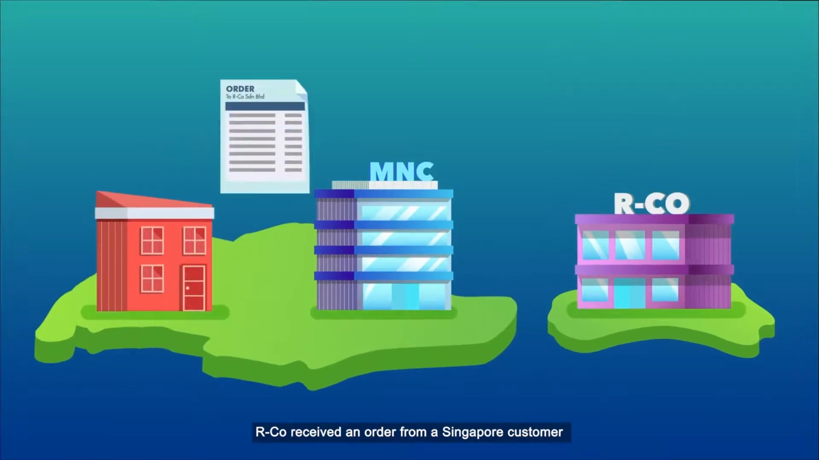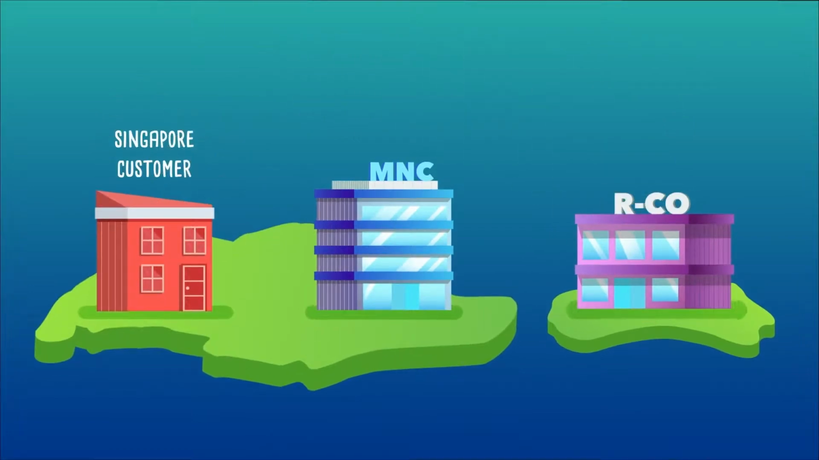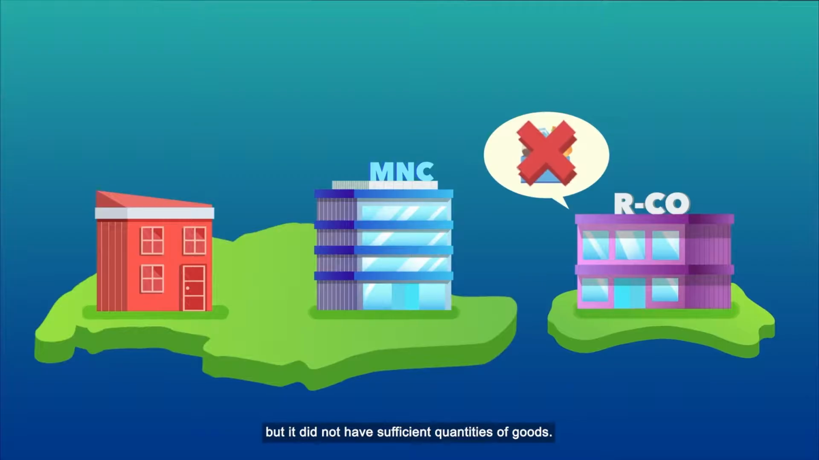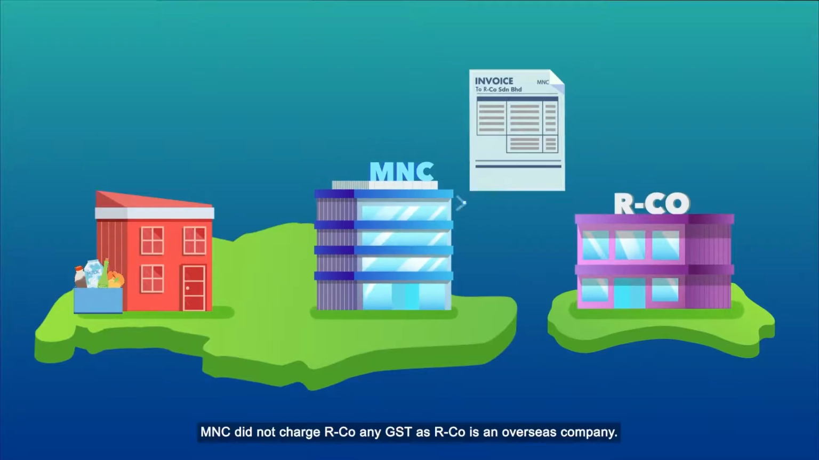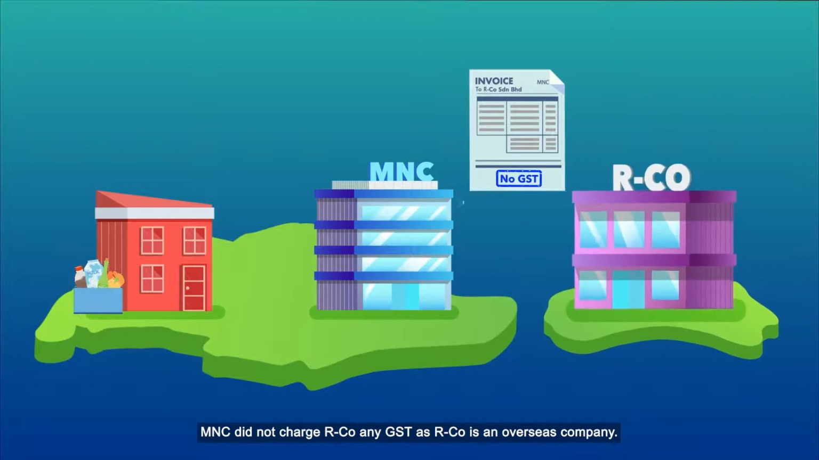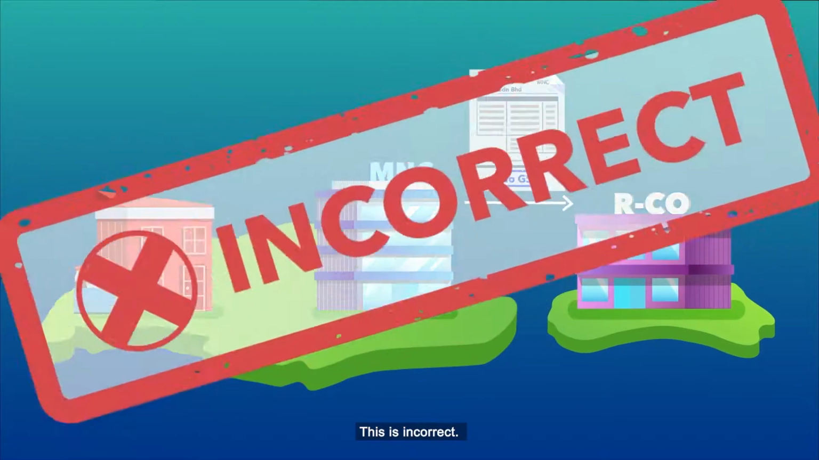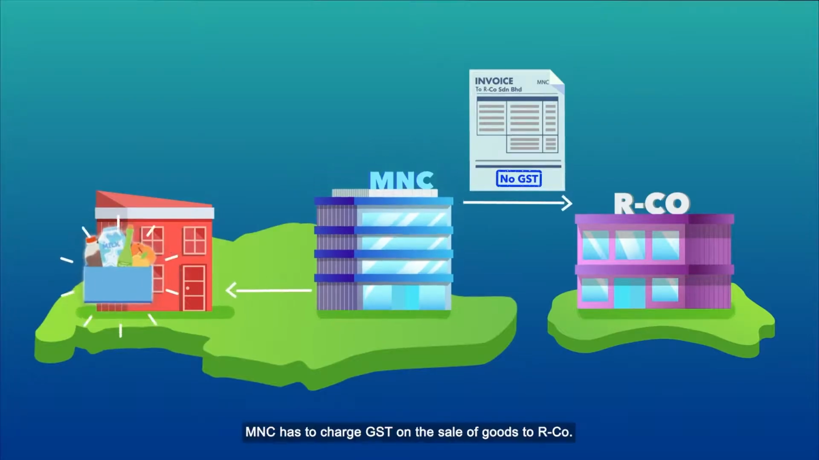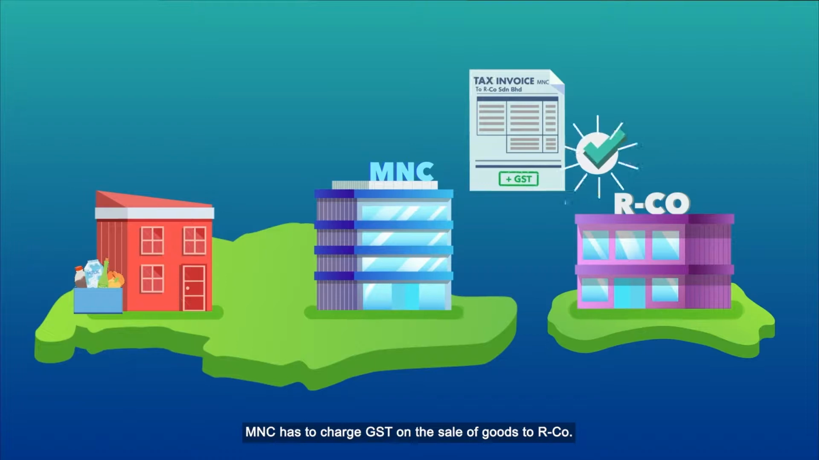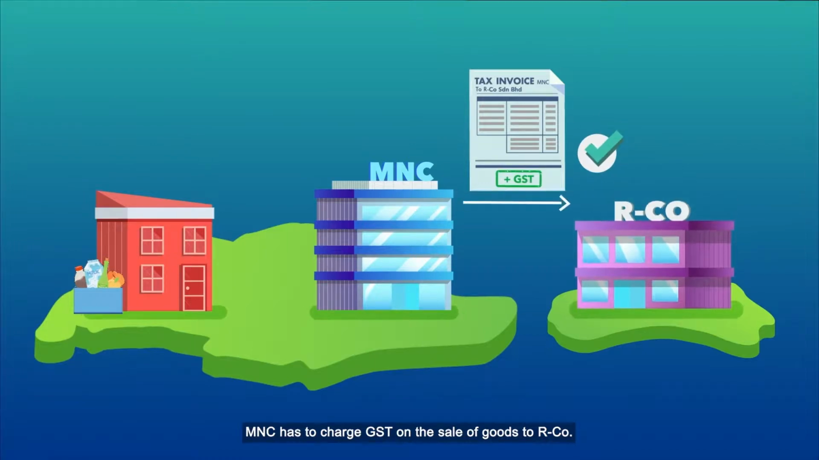Arco received an order from a Singapore customer, but it did not have sufficient quantities of goods. Hence, Arco asked MNC to deliver the goods to the customer in Singapore. MNC issued an invoice to Arco. MNC did not charge Arco any GST, as Arco is an overseas company. This is incorrect. Since goods were delivered locally, MNC has to charge GST on the sale of goods to Arco.